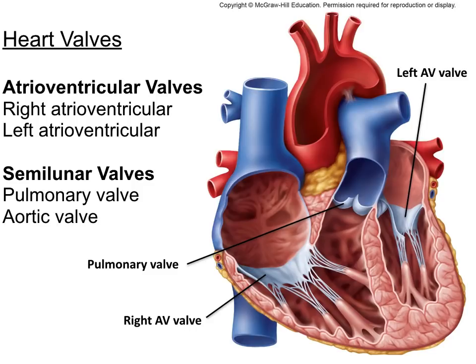Now, the atrioventricular valves are specifically named. The right atrioventricular valve, or you can call it the tricuspid valve, is positioned between the right atrium and the right ventricle. The left atrioventricular valve, or mitral valve, is positioned between the left atrium and the left ventricle.